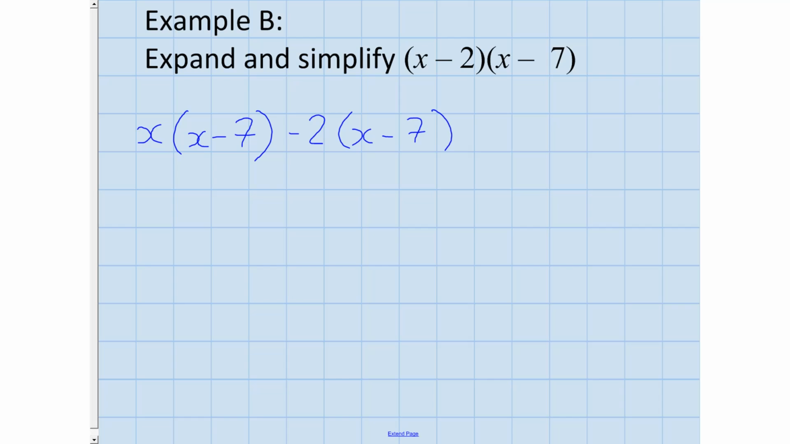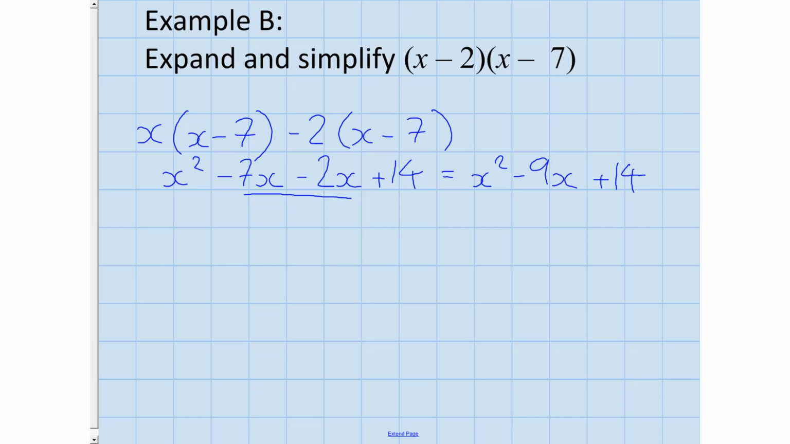Expanding the first bracket, we've got x times x, which would be x squared, and x times minus 7, which would be minus 7x. Now this second bracket we have to be careful with because that's a minus 2 at the front. So we've got minus 2 times x, which is minus 2x. But then we've got minus 2 times minus 7, which would be plus 14. And as before, minus 7x minus 2x, we've got minus 9x in total. So it's x squared minus 9x plus 14.